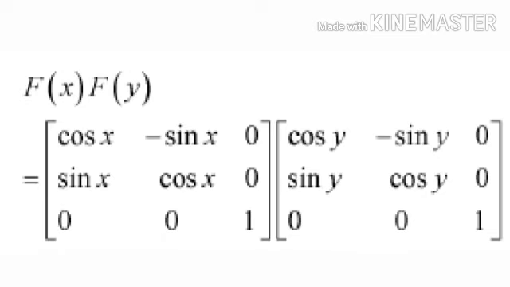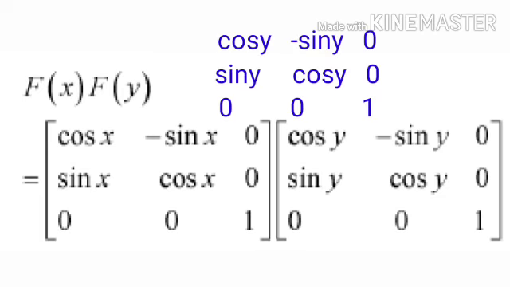Now we will take the LHS. So here LHS is F(x) into F(y). F(x) means the matrix with first column cos x, sin x, 0, second column minus sin x, cos x, 0 and third column 0, 0, 1, and the same for matrix F(y), which has columns cos y, sin y, 0; minus sin y, cos y, 0; and 0, 0, 1. Now we find the product of these two matrices.